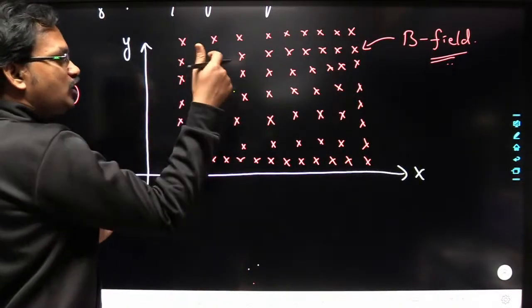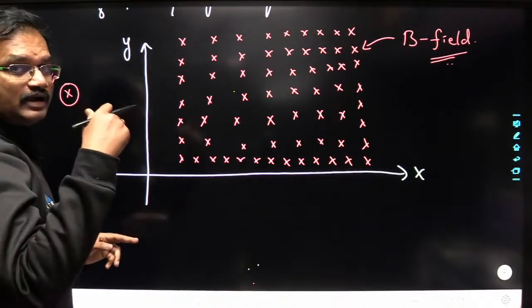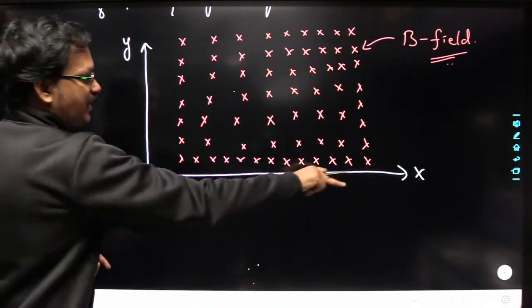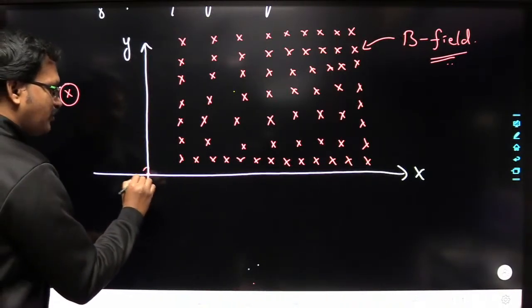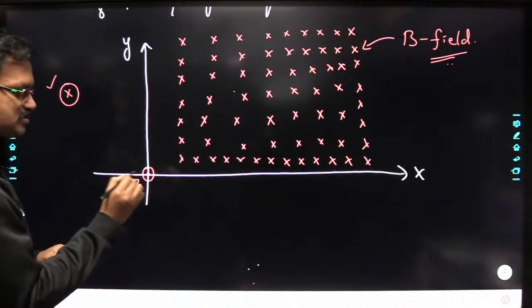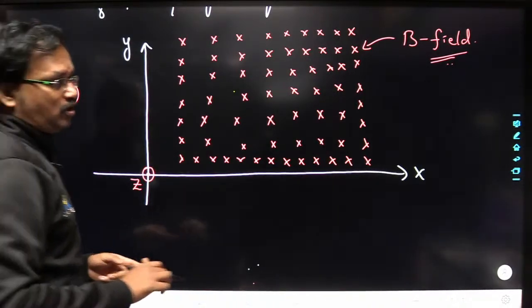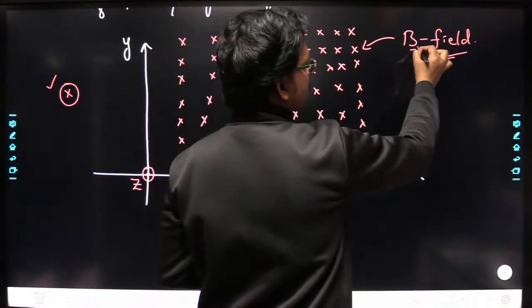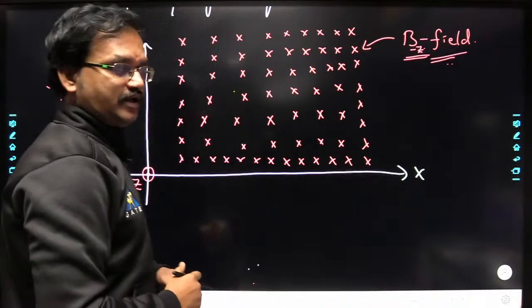Now this is the B field, pointing into the board. Into the board means what here? Along the negative z direction, right? It is x direction, it is y, so the positive z axis is coming out of the board, which means negative z is going to point into the board. So here the B field is pointing in the negative z direction.